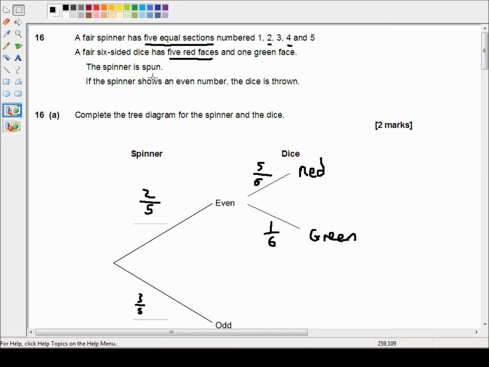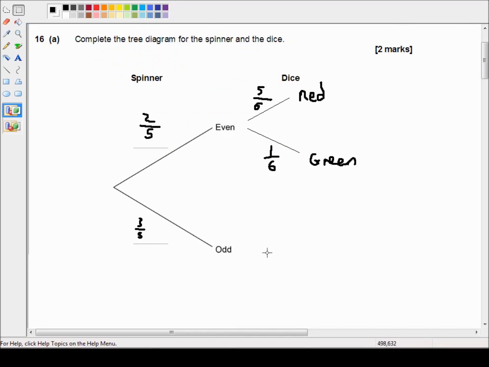Now, we're told nothing about if it lands on an odd number, so there's nothing to complete on this odd side here. So that's all there is to it for our 2 marks.